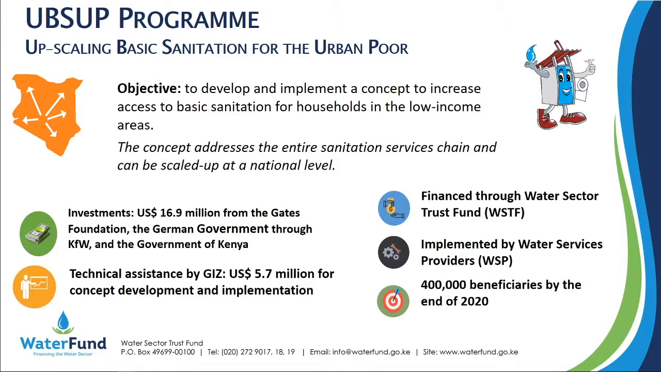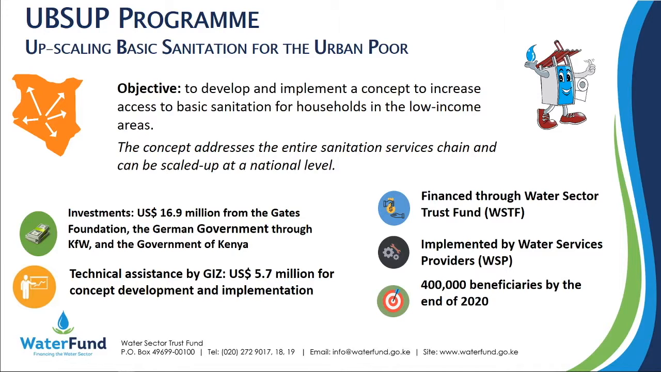So I'll give you a brief about the Upscaling Basic Sanitation for the Urban Poor program. The objective is to implement a concept to access basic sanitation at the household and plot level of the low-income areas. The concept addresses the full sanitation value chain. It's an investment that has been funded by the Bill Gates Foundation, the German Development Bank, KfW, and also the government of Kenya.